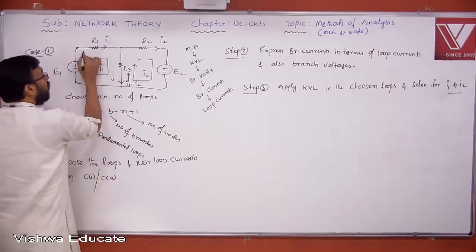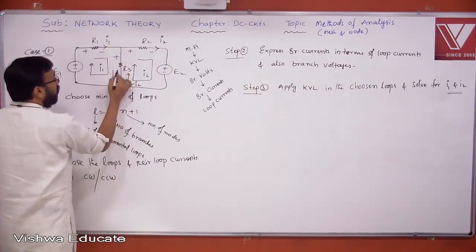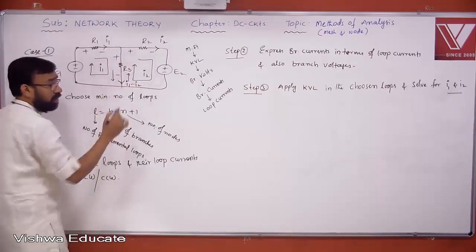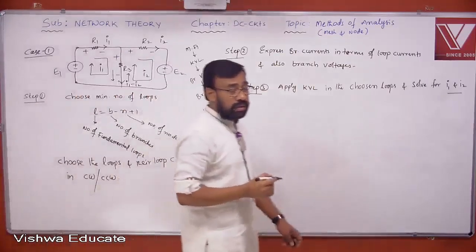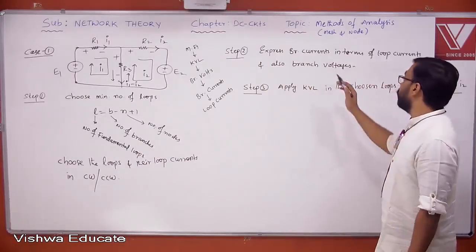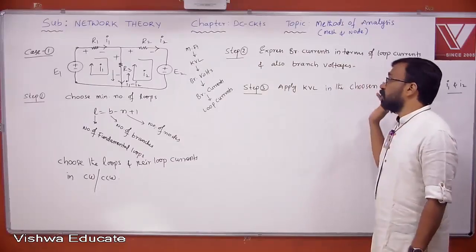Once you know the branch current, you know the branch voltage with the polarities. Okay, how do you decide the polarities here? Based on the direction of the current in the passive element. Yes or no, all of you? Okay, so this is how you can represent it. The second step is executed: express the branch currents in terms of the loop currents and also find the branch voltage.